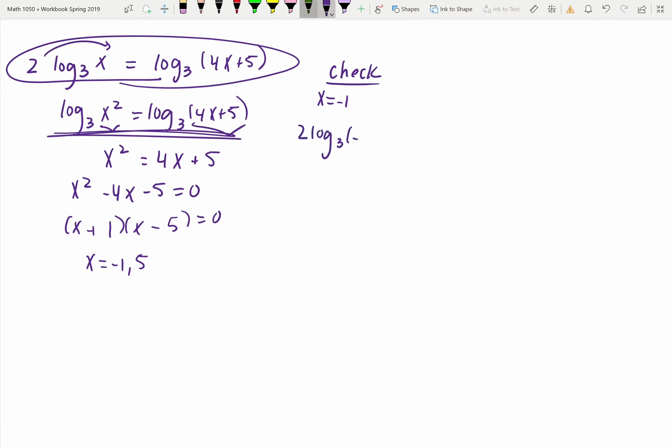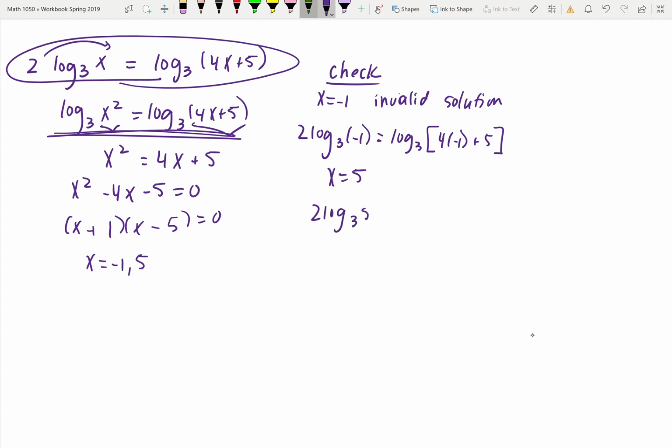2 log base 3 of negative 1. I can tell right there that it's not going to work, but I'm going to keep writing it, so I've got a full line like that. I'm going to write the words invalid solution because I know that x cannot be negative. Now I'm going to check x equals 5. So I'm going to go 2 log base 3 of 5 equals log base 3 of 4 times 5 plus 5. To put the left-hand side in, you go 2 log 5, close it, divided by log 3, close it, enter, and I get 2.93 approximately.